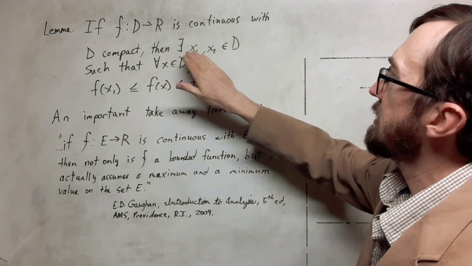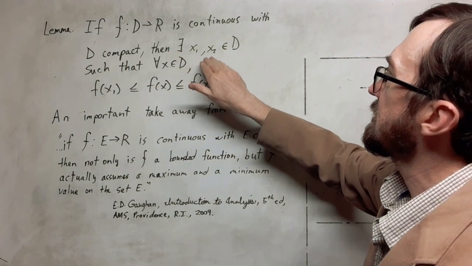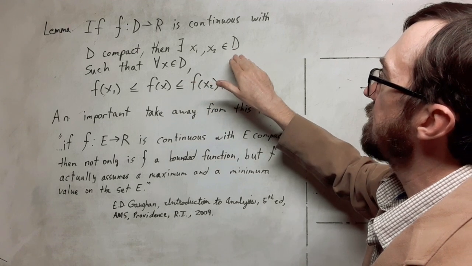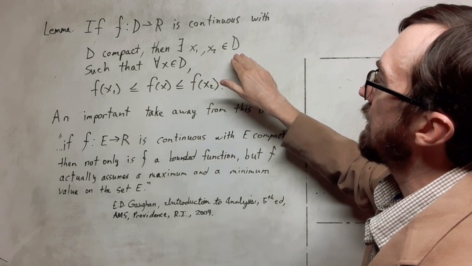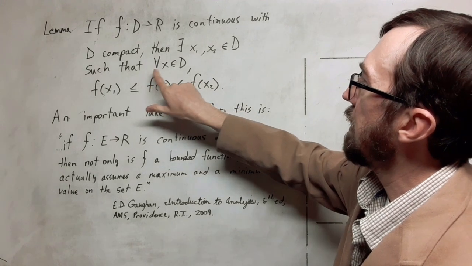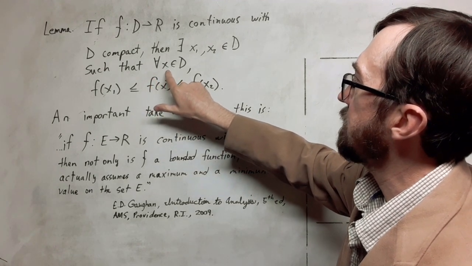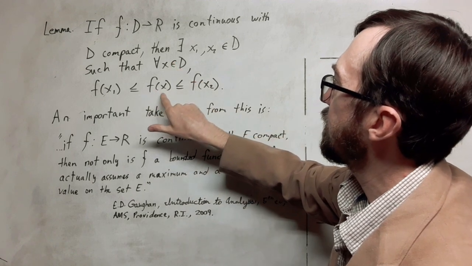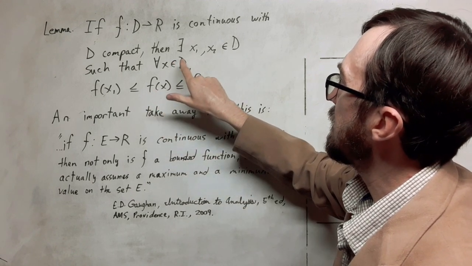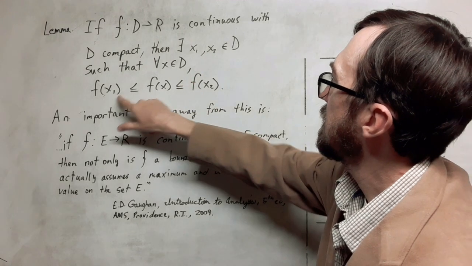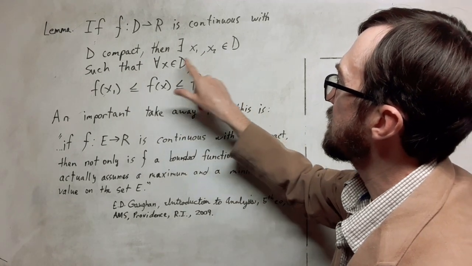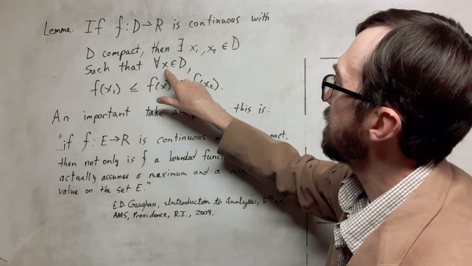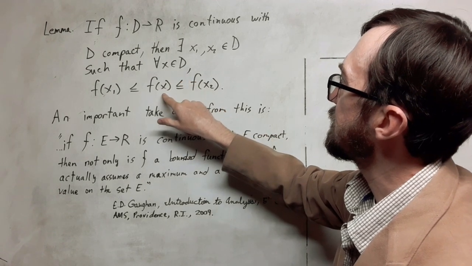Then we can say that there exist two elements of this compact set, which is our domain, where every other x that we choose in that domain is going to fall between the images of these two that we have chosen and the image of any of these values that we choose.